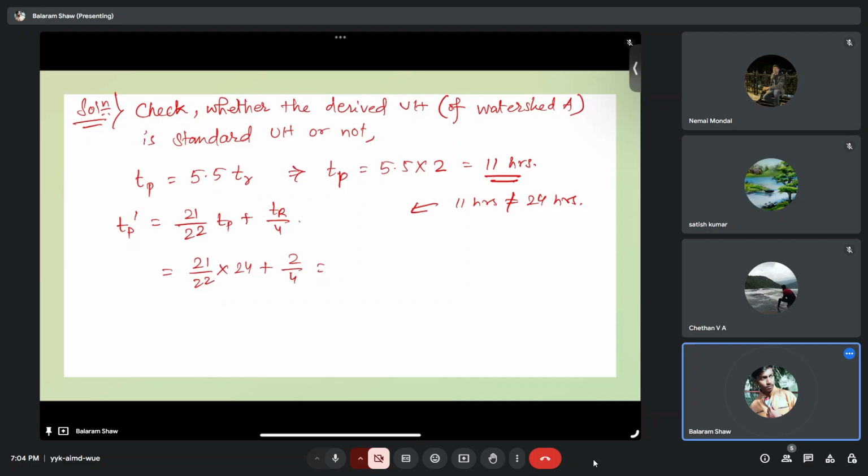Yes. Plus that formula. You guys also do, I'll just calculate this. TP is how much? 24, plus capital TR.